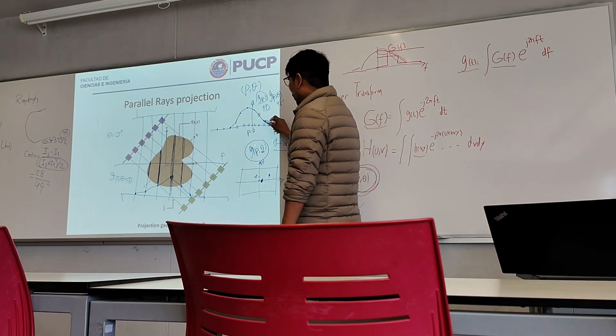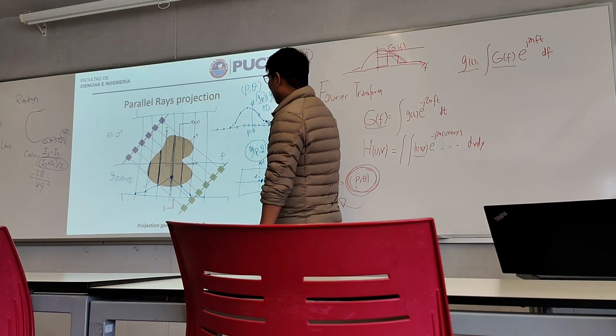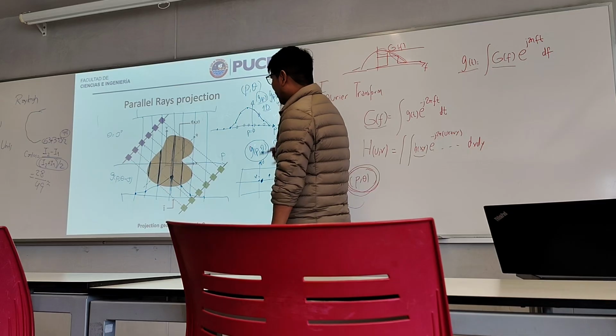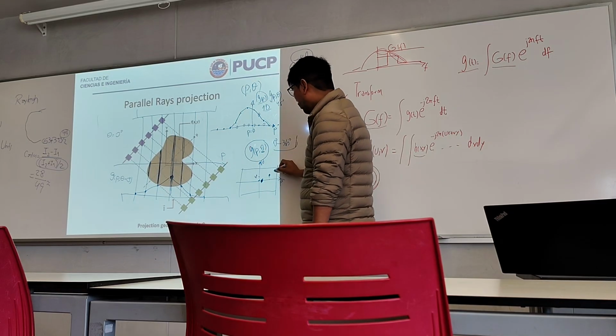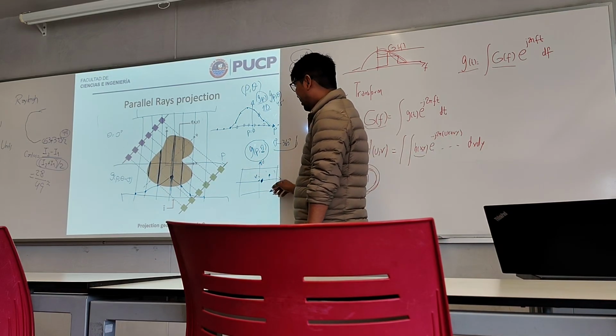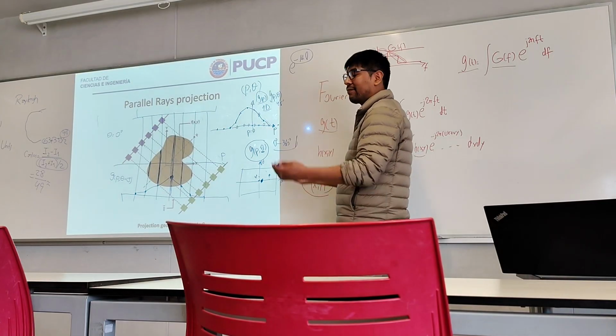So basically, having all these points of the projection g(p, theta) for all the possible angles will make it so that we can fill all the pixels of this p-theta domain.